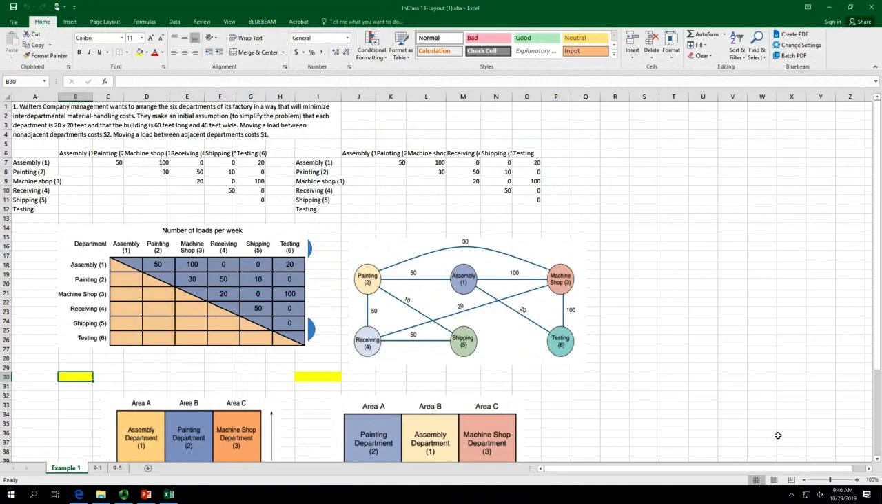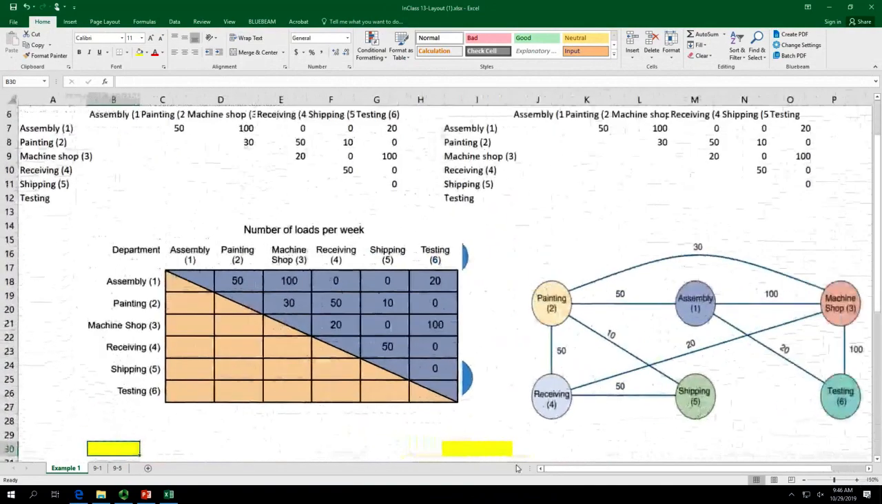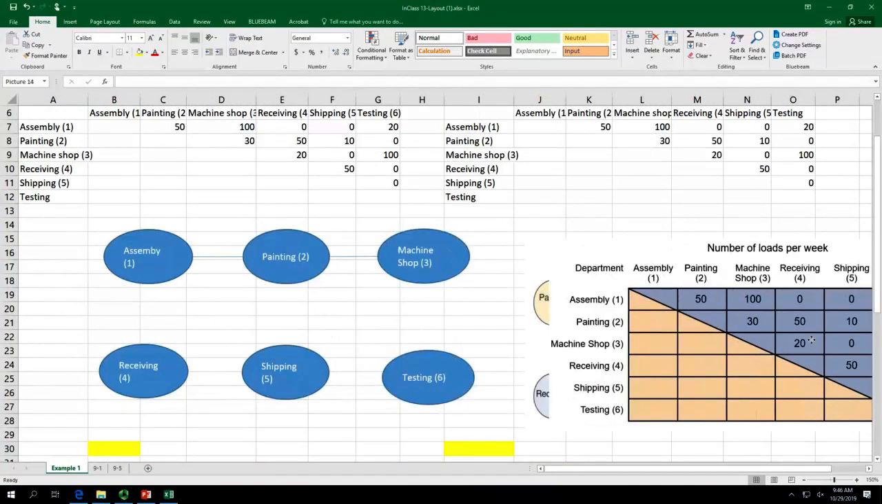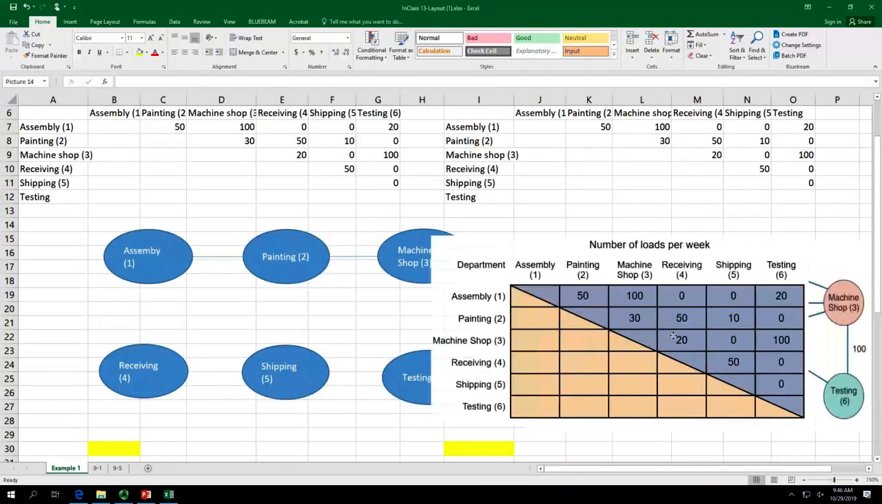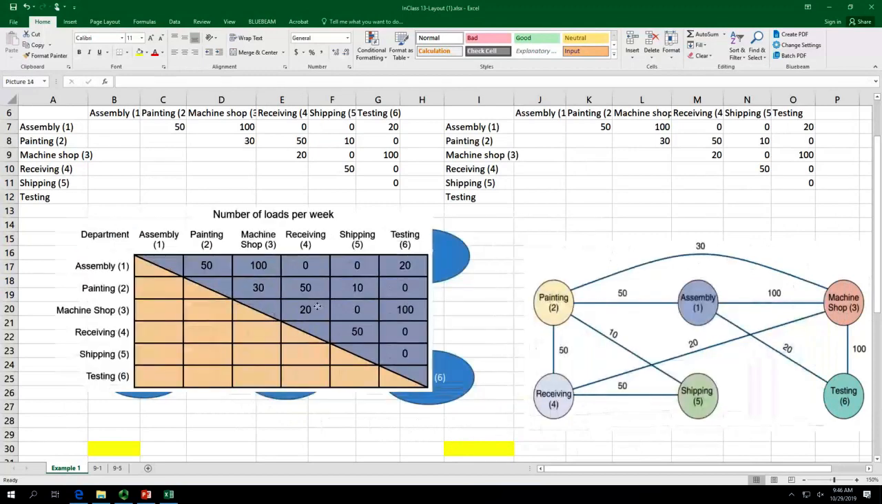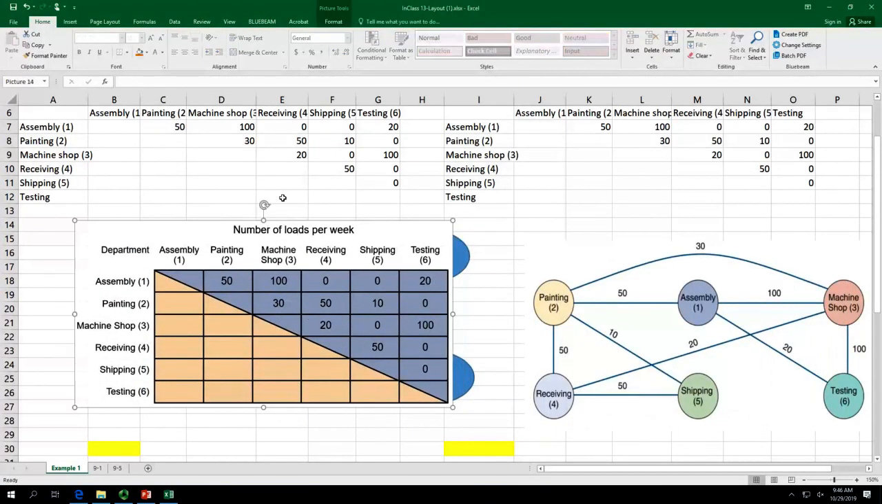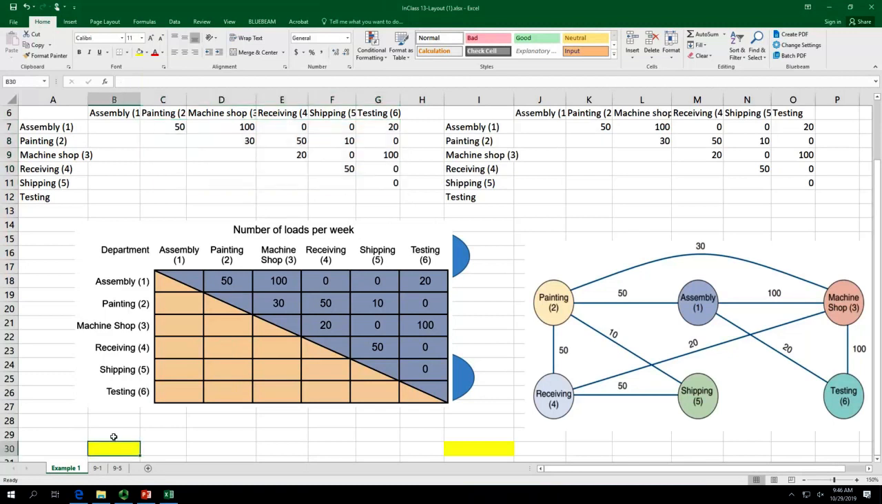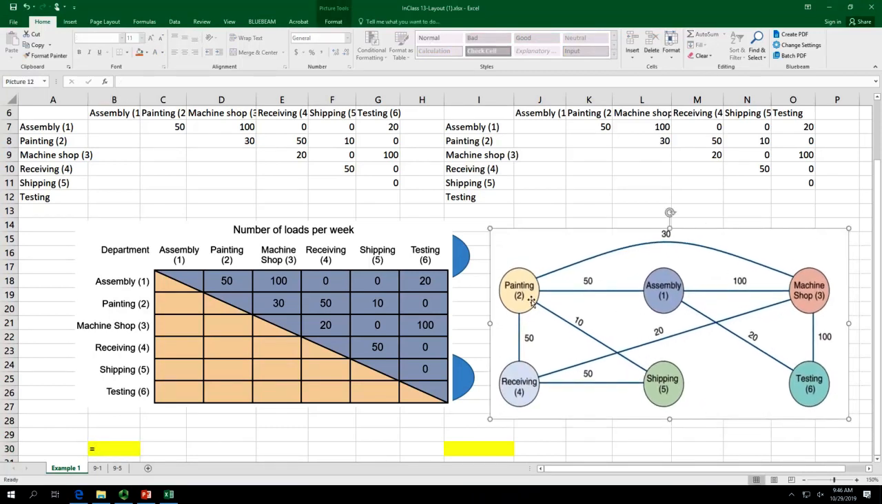All right, here I already put the layout over here. Here is 1, 2, 3, 4, 5, 6, in sequential order. And I also put all of the load requirements in this matrix already. So we want to calculate the overall cost.